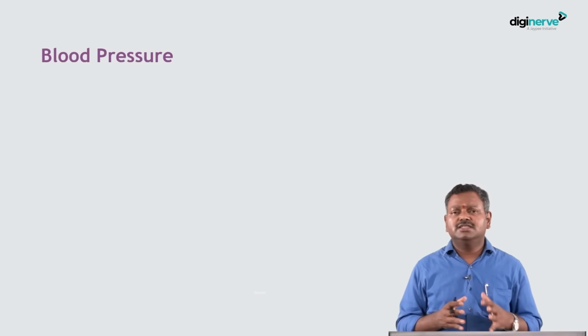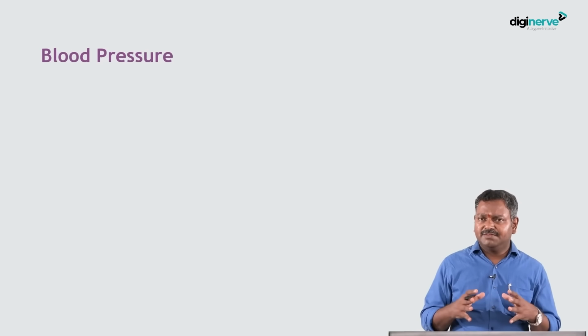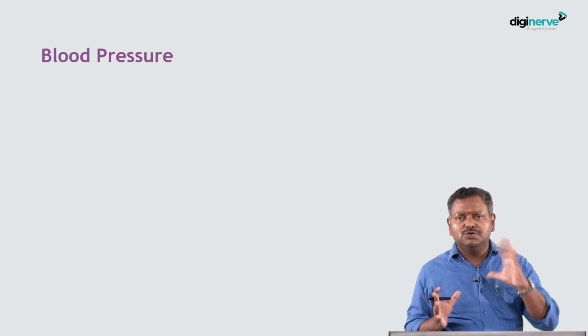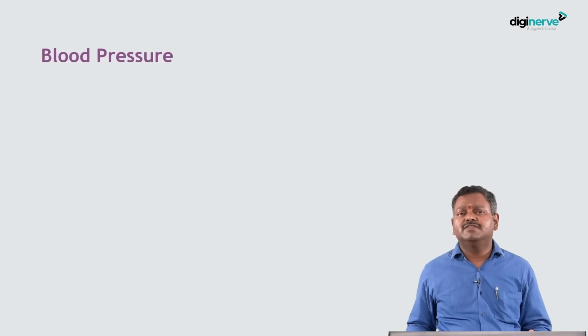The next important thing is the blood pressure. Again, we have discussed the theory of the blood pressure, how you measure it, all the theory part of it we have discussed. But again, blood pressure is an important OSCE station which they are going to keep.